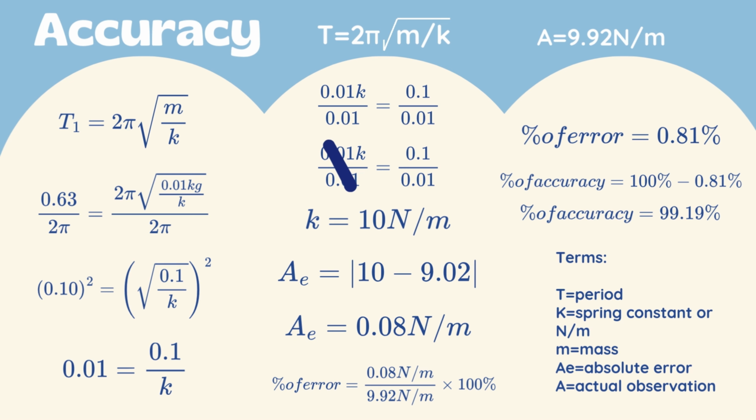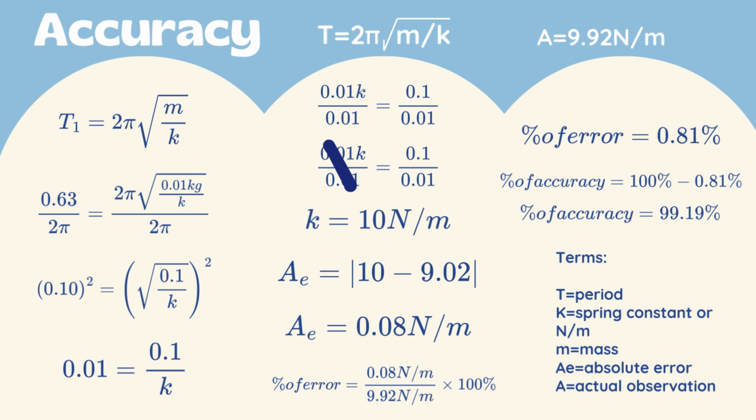our first period and our first mass, using the formula to find our spring constant, we get 10 n over m. Then to find the absolute error, we have to subtract the observed from our actual, inside the absolute value, which is 0.08 n over m.